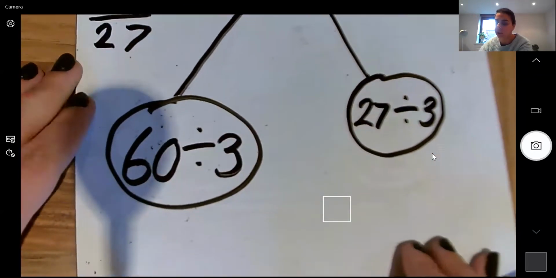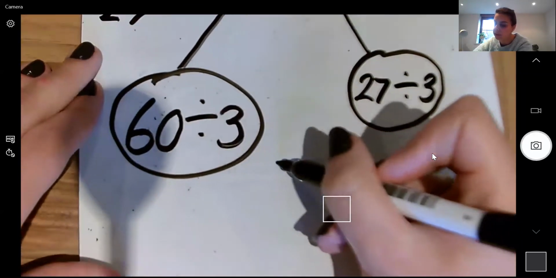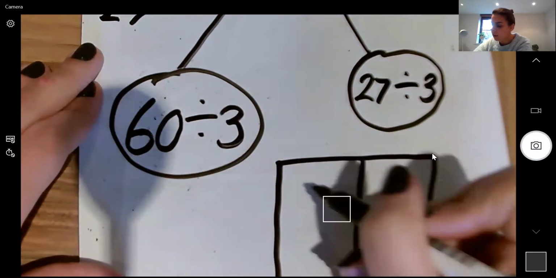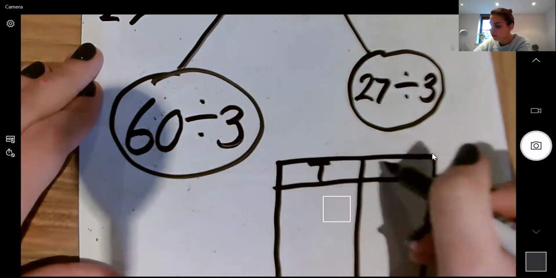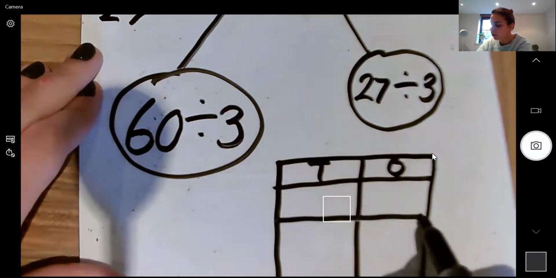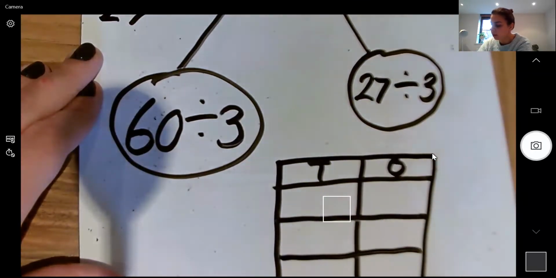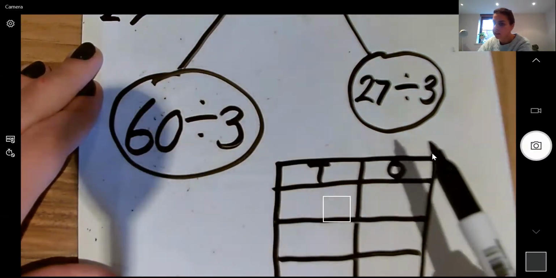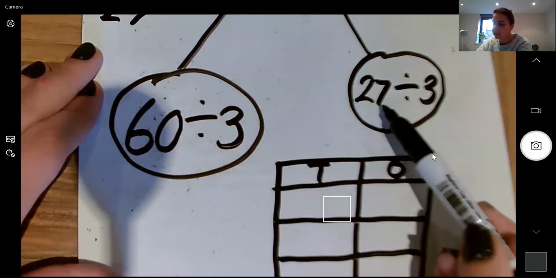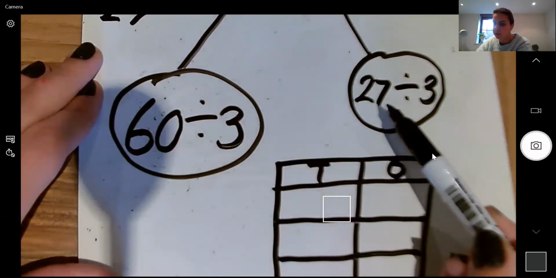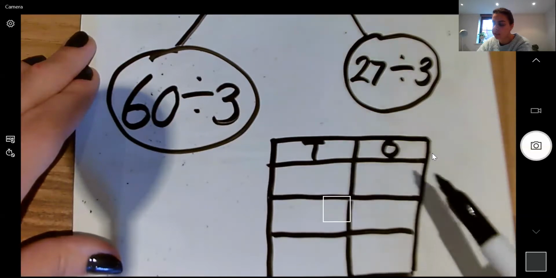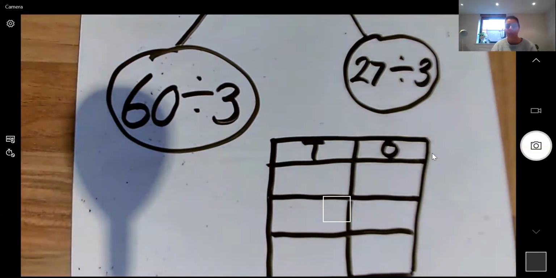Okay, let's have a go and try it. I'm going to draw my table. Again, I need my 10s and my 1s at the top. And again, I need 3 rows because I'm dividing by 3. I've got 6 10s, and here I've got 27. I'd like you to pause the video now and see if you can work out how you're going to split it up. Off you go.